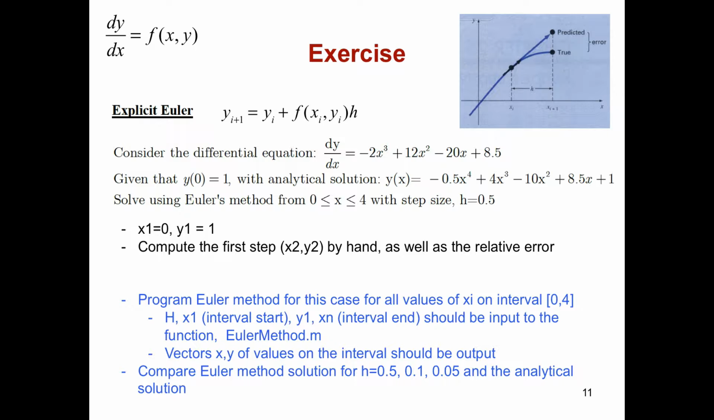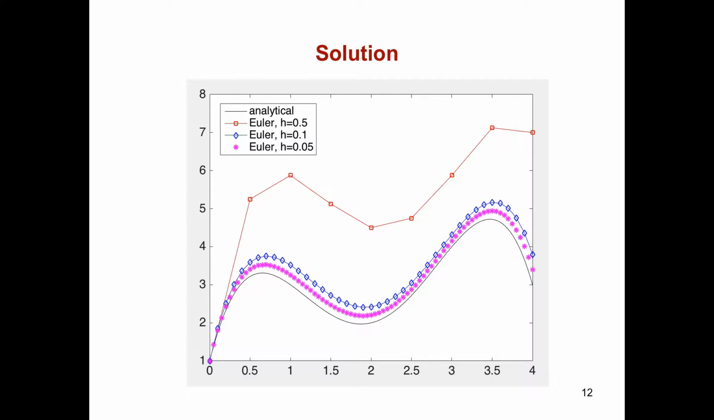All right, open up MATLAB and type away. And I want as an output vector values x and y. And I also want you to compare. So once you have the function, you can execute it for different h, different spacing. I want you to go down in spacing and see how the method improves. So this is what you're shooting for. Large spacing, larger error. The smaller h I get, the closer I am to the analytical solution, which is plotted in black here.